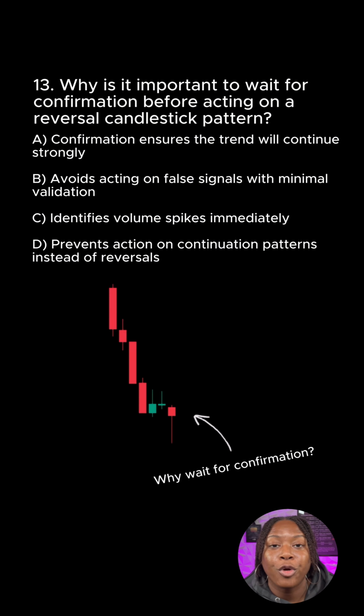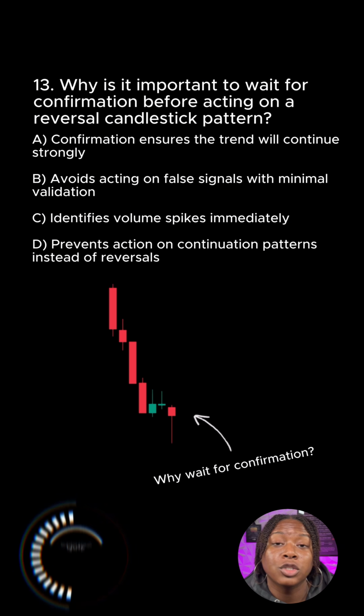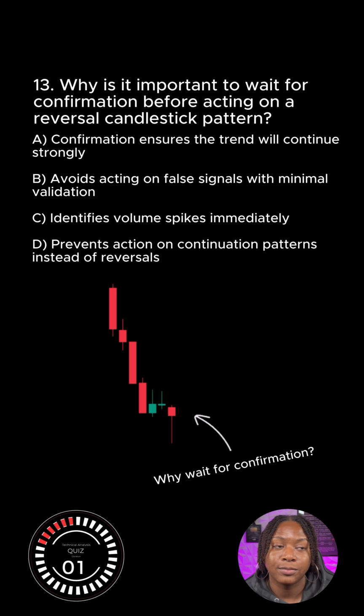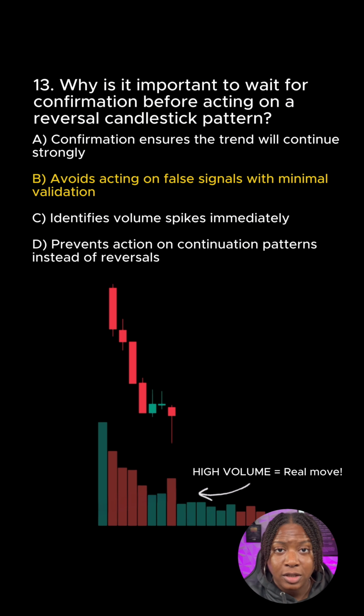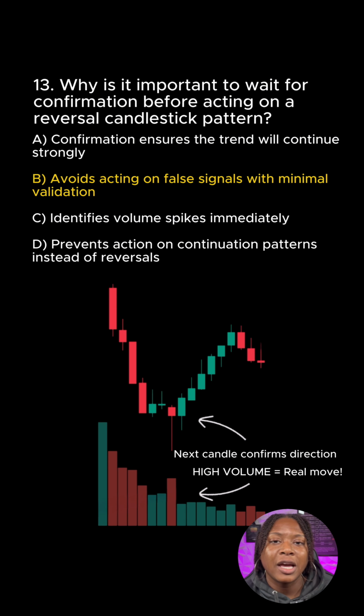Why is it so important to wait for confirmation before you take action on a reversal candlestick pattern? When you wait for confirmation, it reduces risk. So for example, after you see a hammer candlestick, wait for a bullish close above that resistance, and that's going to confirm that the reversal is legit.